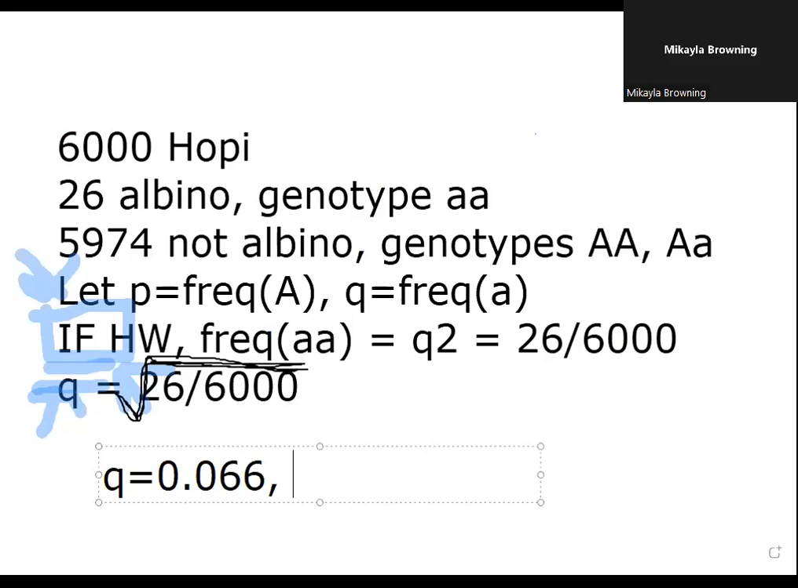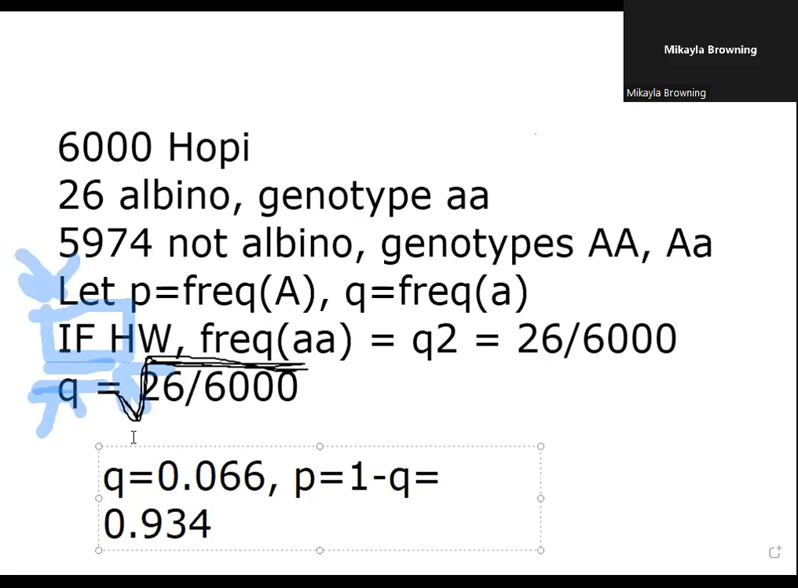You don't need to go the long way around. Because we know that P must equal 1 minus Q, and 1 minus 0.066 is 0.934. All right, am I making sense there? Okay, you could go around and do it the long way, but why? Because we know that if there's only 2 alleles, their frequencies have to add up to 1. Yes?